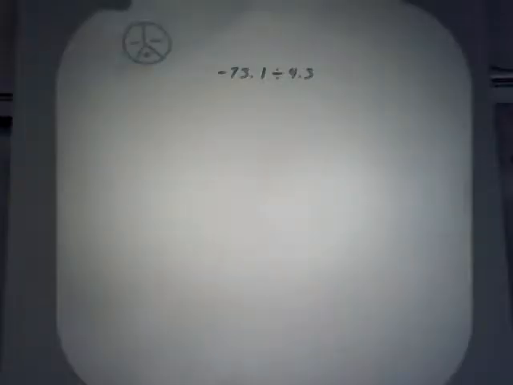So let's draw the alien really quick. If you forget that, that's going to screw up everything. So remember the alien. All right, let's start off with a few simple ones. Let's see, we've got negative 73.1 divided by 4.3. All right, which one goes in the den?